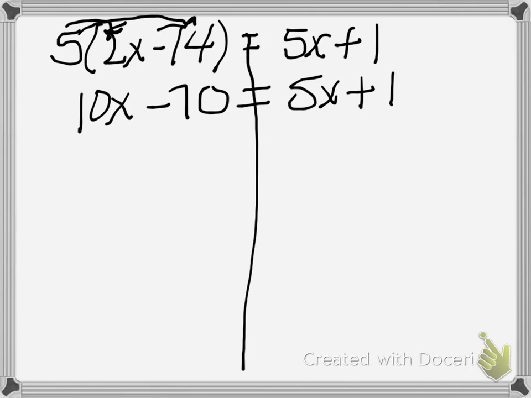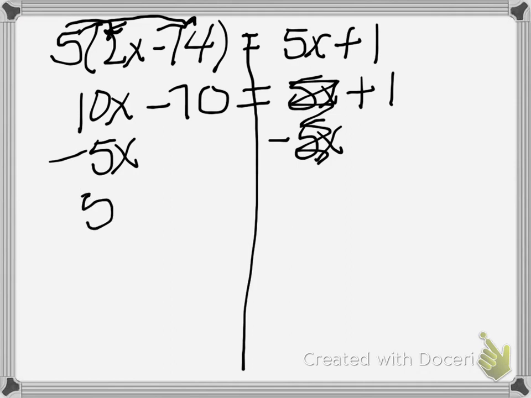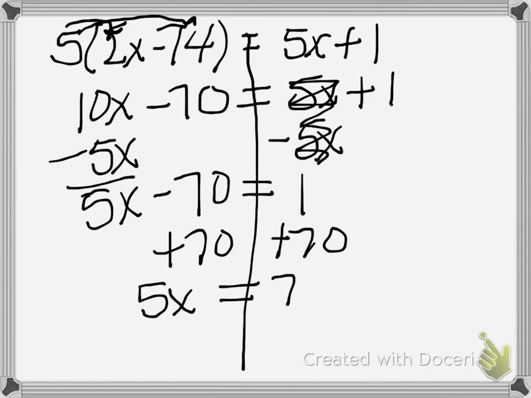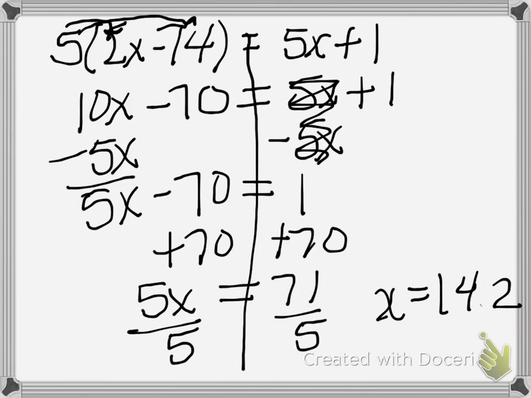I don't have any combining like terms. So my next step is to get my variables on one side. So I'm going to subtract my smaller variable on each side. This side cancels out because 5 minus 5 is 0. This side is 10x minus 5x is 5x. 5x minus 70, I bring this down, equals 1 plus 70 on both sides. And this gives me 5x equals 71. I divide by 5 on both sides. And 71 divided by 5 is x equals 14.2. This is my answer.